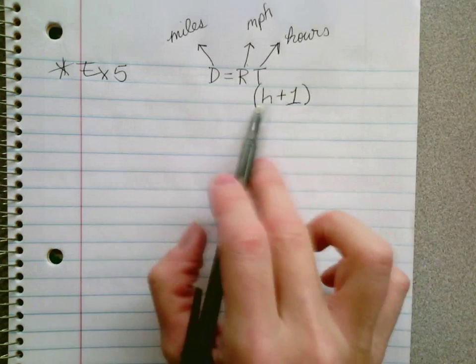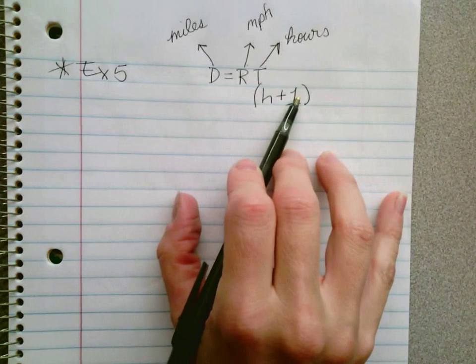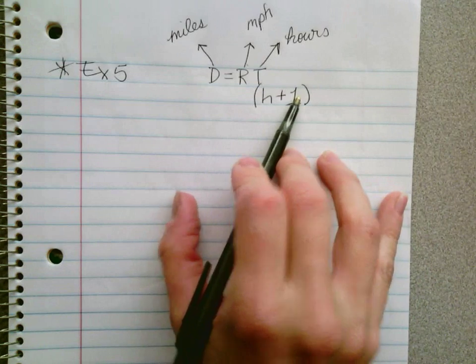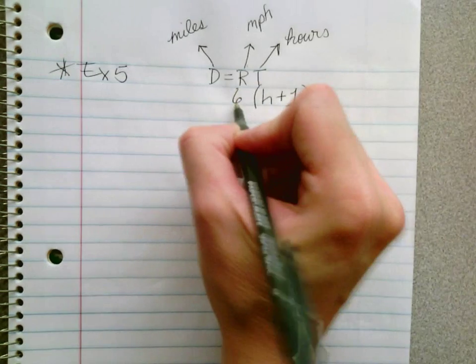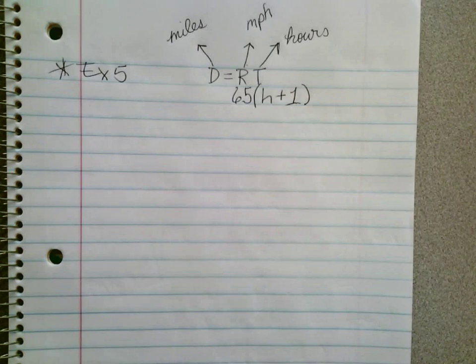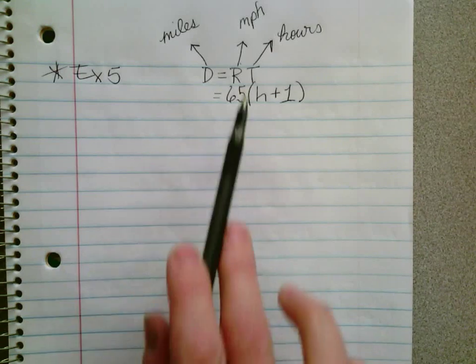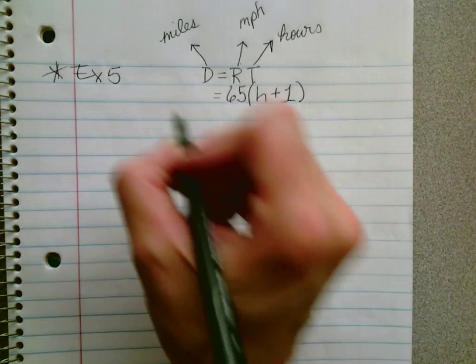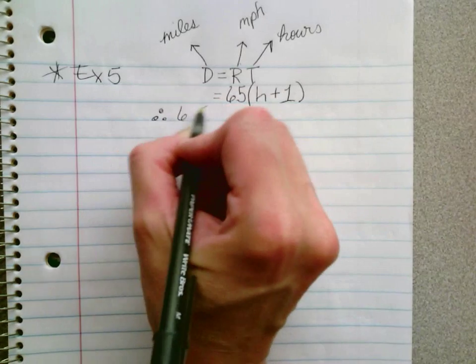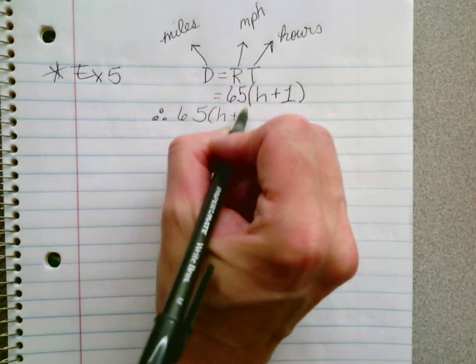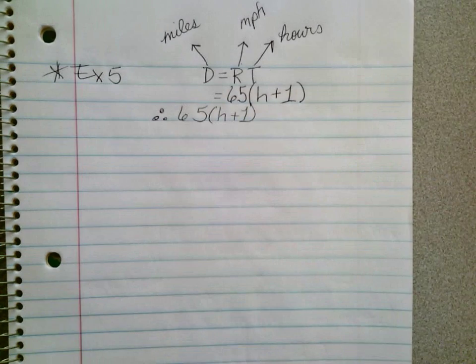It might be written like this. This is how long you've been traveling: h plus 1. Your rate of speed was 65 miles per hour. There's my rate. How far did you travel? Your distance is going to be equivalent to the product of these two things. So your distance is 65 multiplied by h plus 1. You cannot tell me anything more than that. There's nothing more you can do.